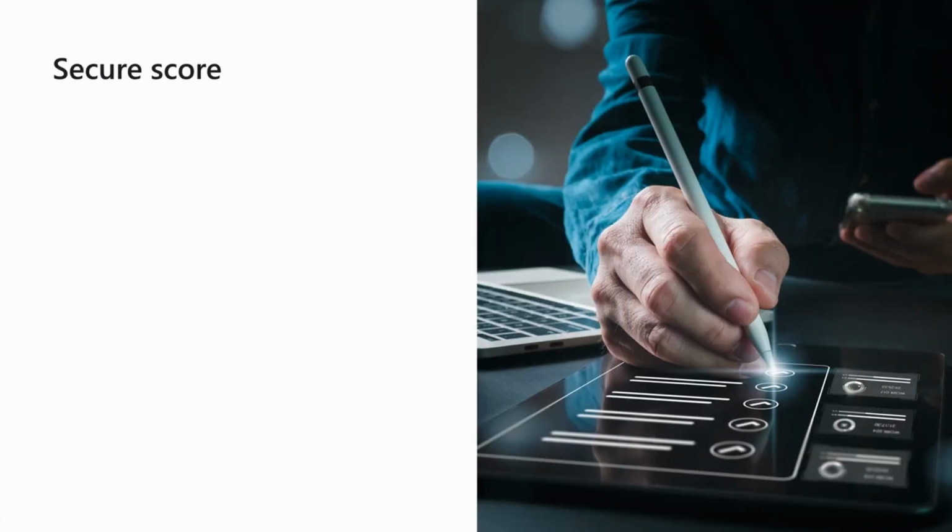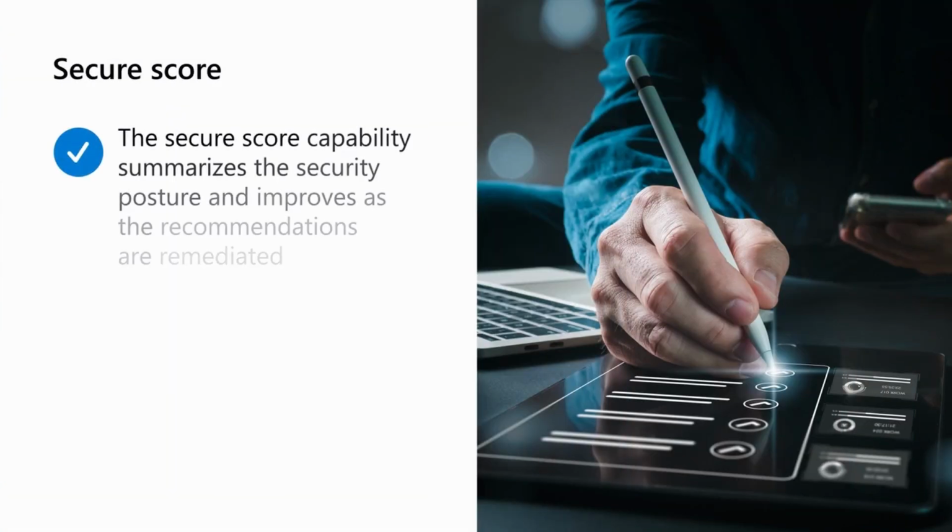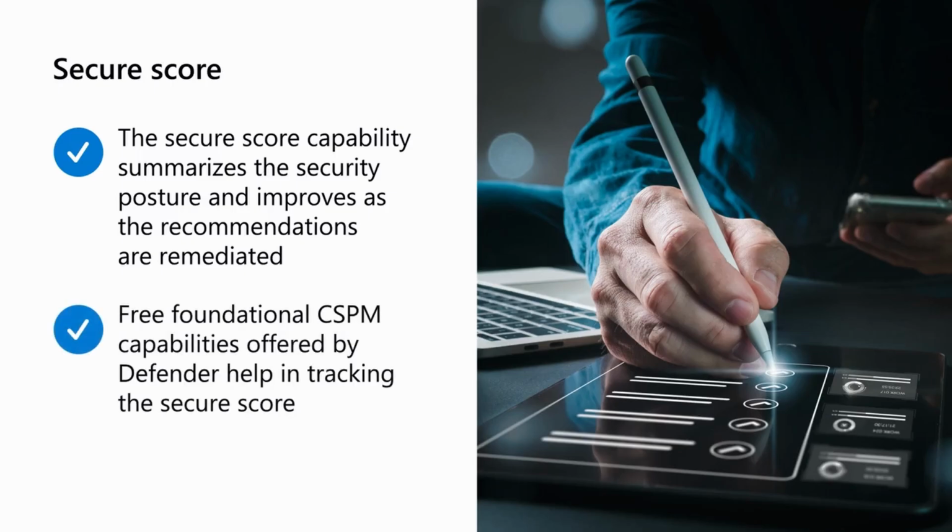Ever wondered how secure your system is? With the Secure Score capability, you can easily gauge your security posture by summarizing the recommended security measures. As you remediate these recommendations, your Secure Score improves, indicating enhanced security. Ready to track your Secure Score and boost your system's protection? It's time to get started. And the good news is that you can access the foundational CSPM capabilities for free with the Defender plan.